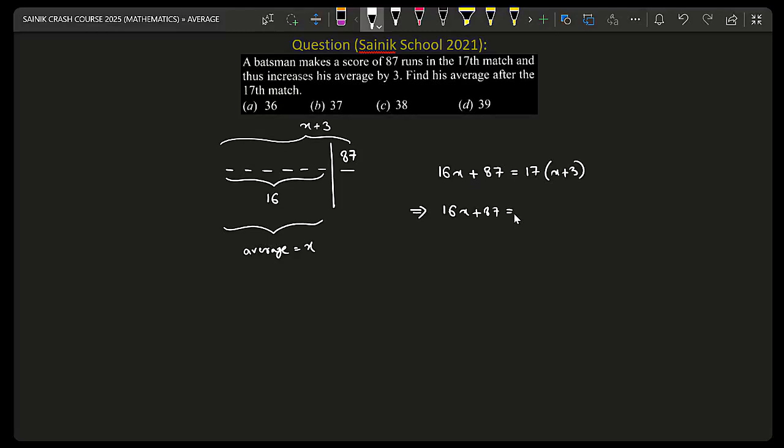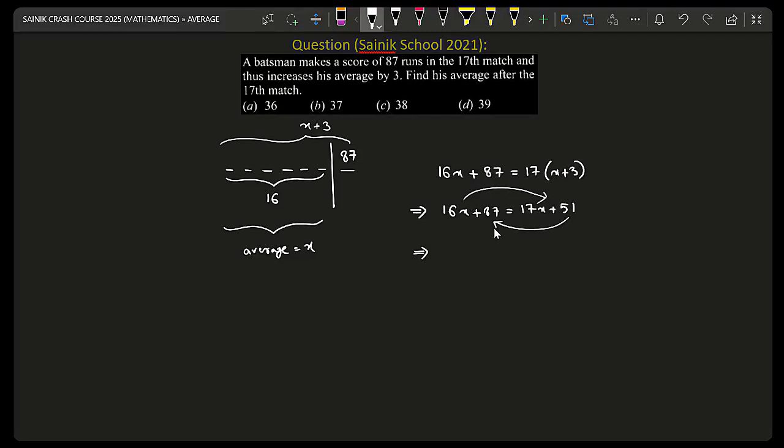17 into X is 17X. 17 into 3 is 51. From this I want the value of X. Now transpose. Don't transpose 17X, it will give a negative answer. Transpose 16X to the right side and 51 to the left side. Both will be positive now. Always try to do bigger minus smaller, otherwise you'll get minus symbols and you'll get confused.